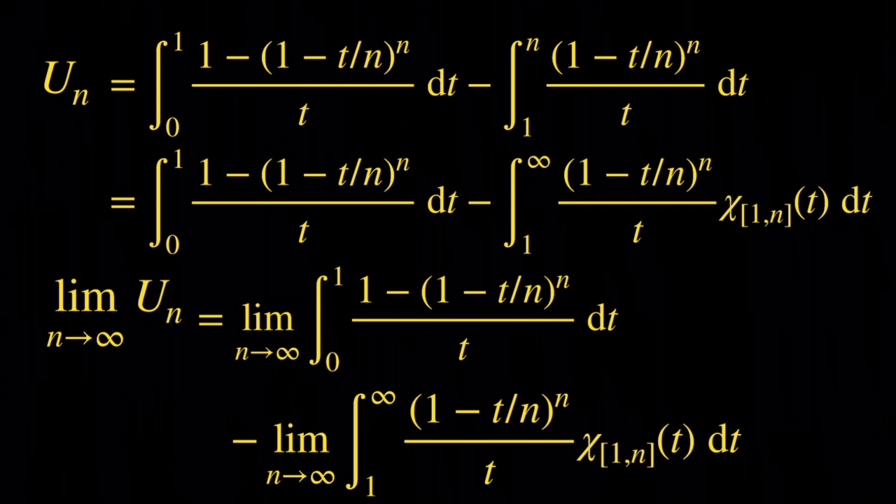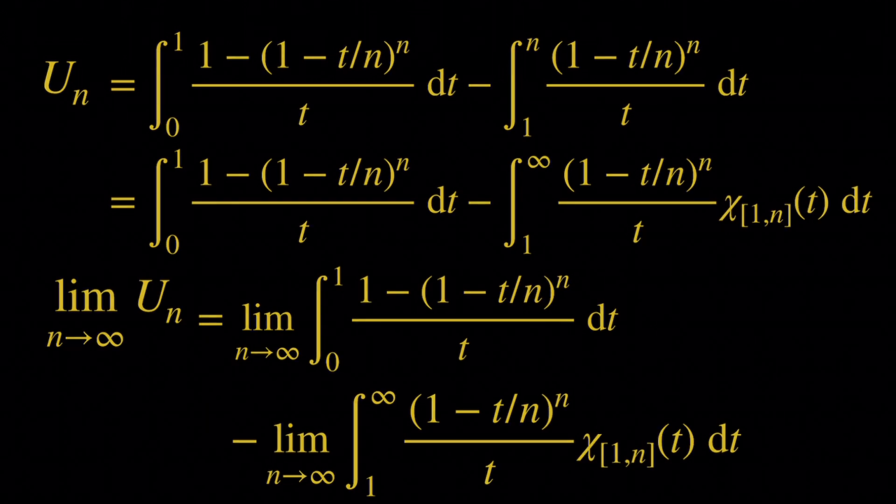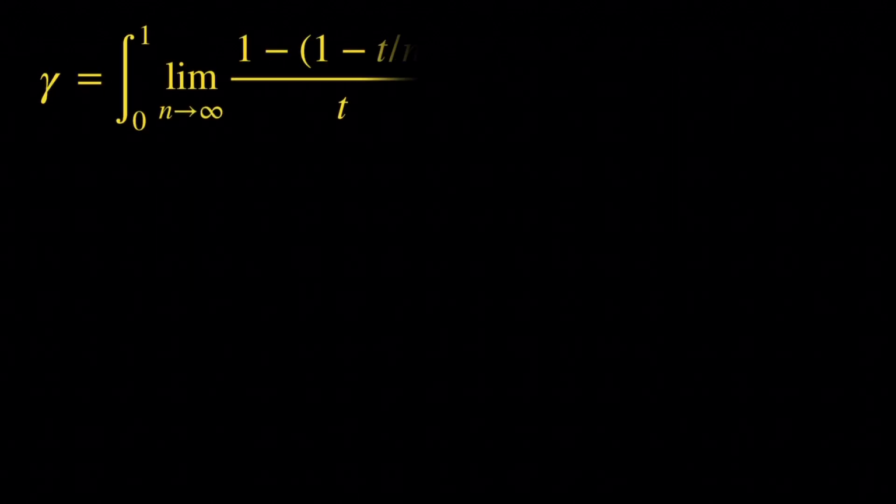Okay, now we can use the dominated convergence theorem. So the limits are going to move inside the integrals, and we use the fact that the limit of u_n is actually equal to gamma. So we're going to get the following.